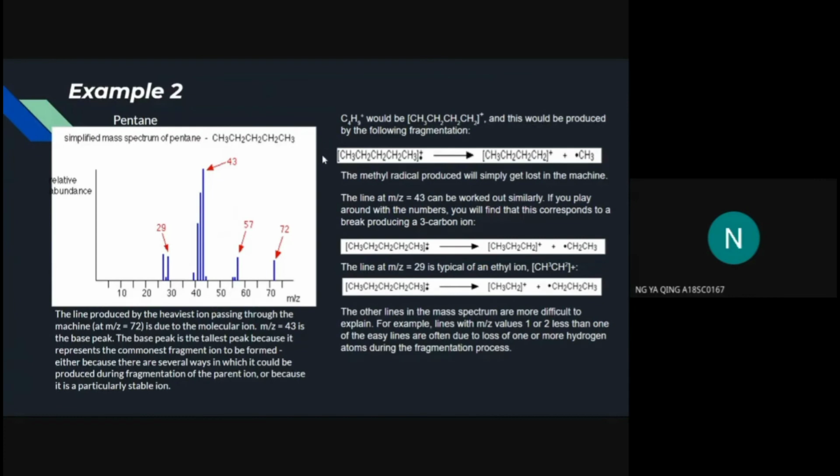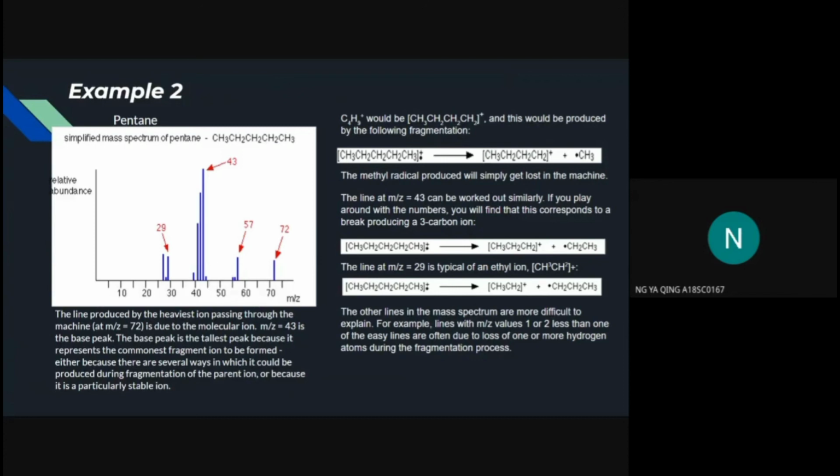This is the second example, the mass spectrum of pentane. Pentane has a molecular weight of 72. Therefore, the mass to charge ratio at 72 is the molecular ion peak, and the base peak is at 43. The base peak is the tallest peak because it represents the commonest fragment ion to be formed, either because there are several ways in which it could be produced during fragmentation of the parent ion, or because it is a particularly stable ion.